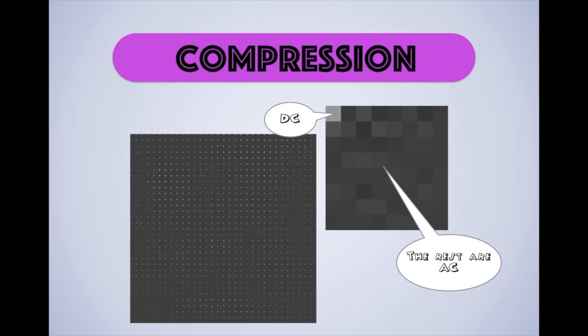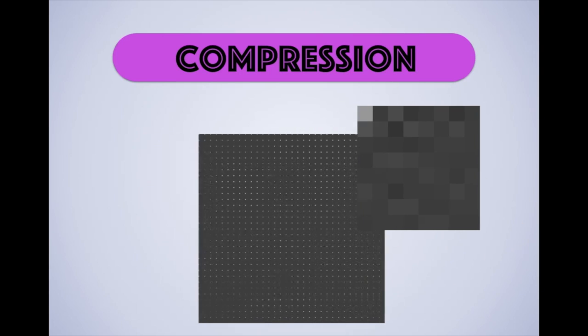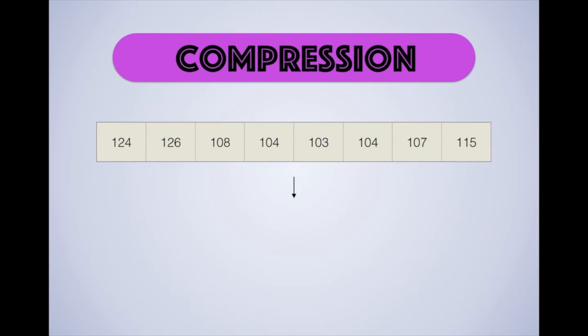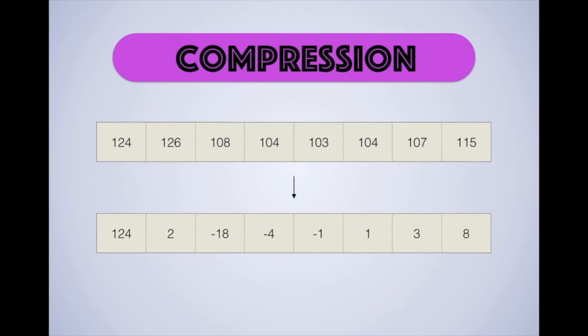In each 8x8 matrix, the top left datum is called DC, while the rest of the data is called AC. DC and AC are compressed differently. As a consequence of DCT, DC values are in fact the average intensity of the original image matrix. Due to the fact that neighboring image pixels are generally similar to each other, the difference between neighboring pixel values are often smaller than the actual values. As a result, the difference between consecutive DC values is stored instead of the actual DC values.